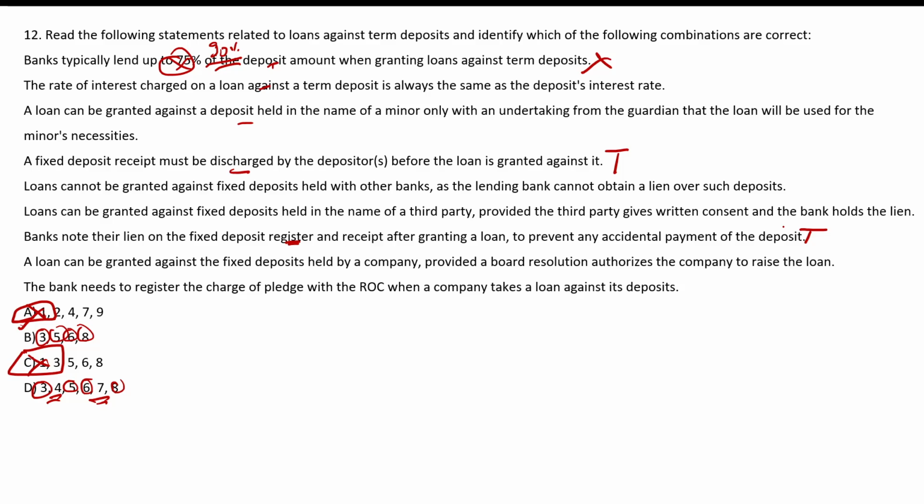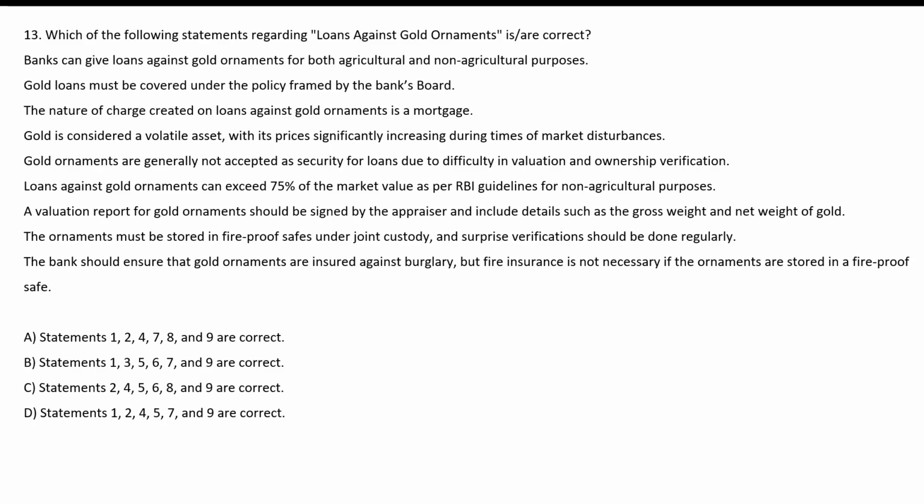So if you are sure about either statement 4 or 7, you can just simply mark option D and move forward. You don't need to read all the statements. So D is the correct answer for this question. Which of the following statements regarding loan against gold is or are correct?